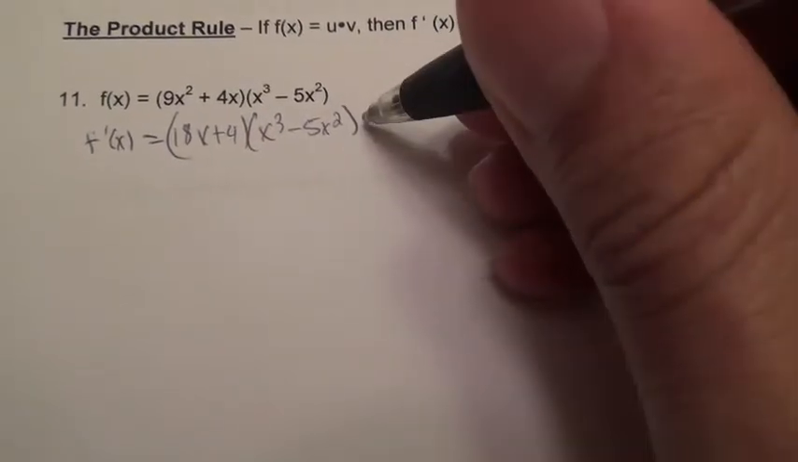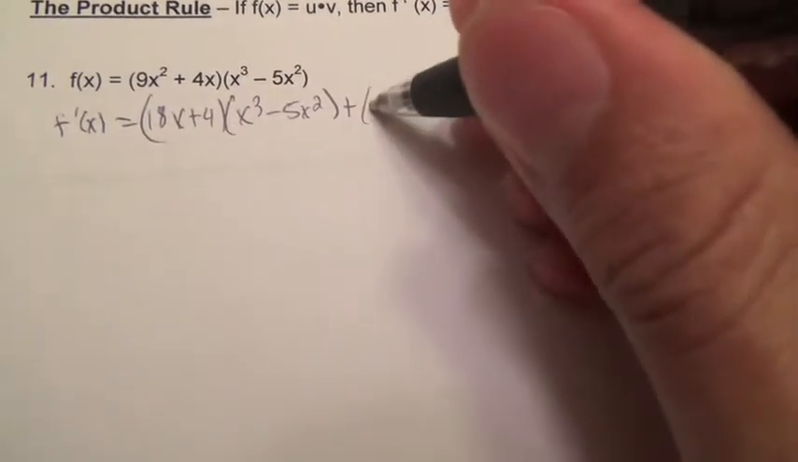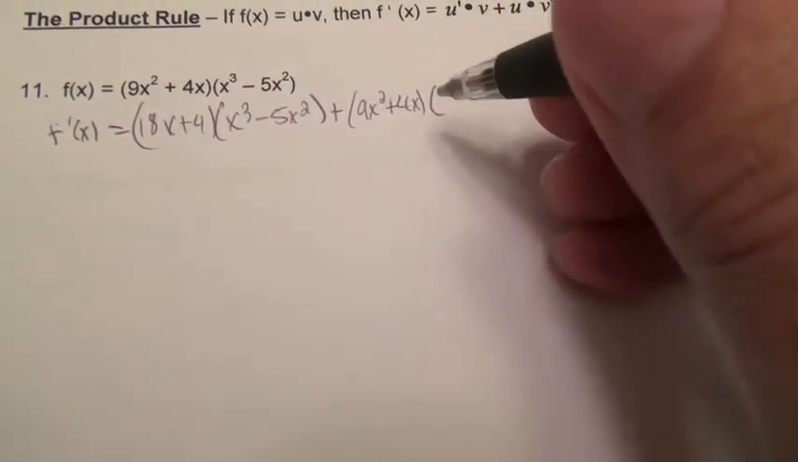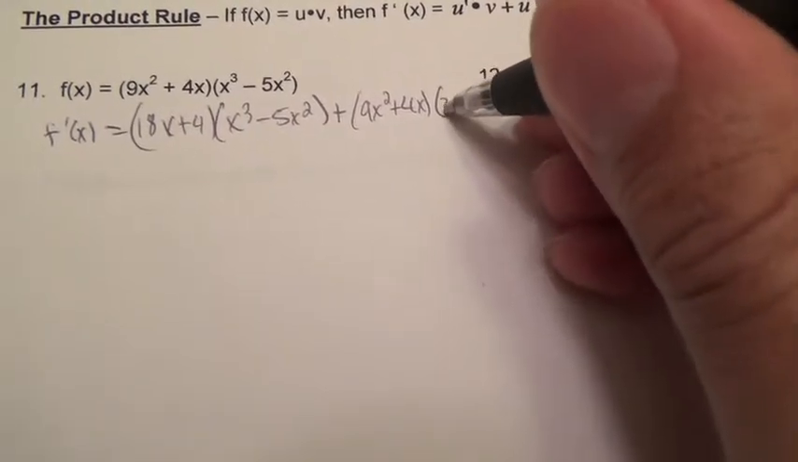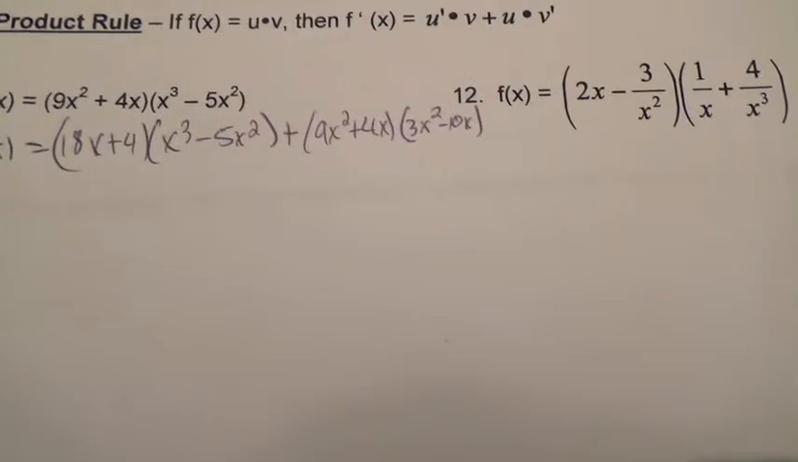From there, you're going to add the product rule, and you do the opposite. You do the opposite combination. You're going to leave the first term alone and multiply by the derivative of the second one. All right, that's pretty much it.